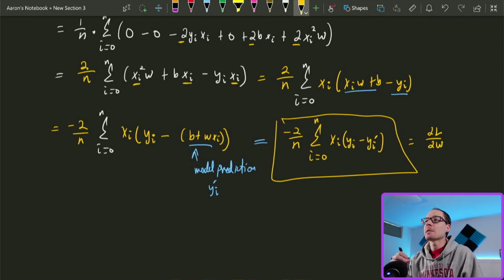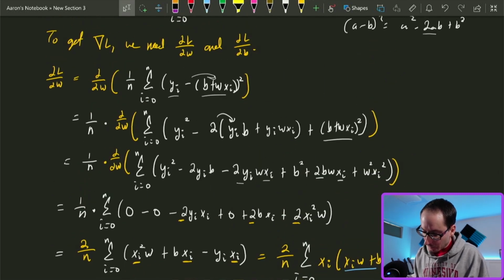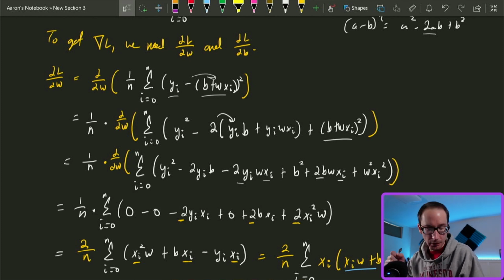How are we doing on time here? Oh, we're over 30 minutes already. So I think that's enough to see how the gradient calculation works in a simple linear regression on the mean square error loss function.